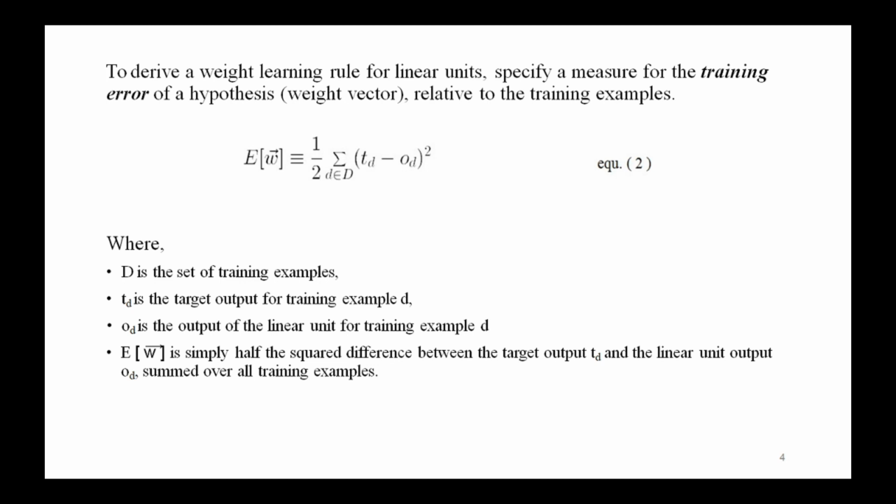Here we write capital E as a function of w vector because the linear unit output o depends on this weight vector. Of course, capital E also depends on a particular set of training examples, but we assume these are fixed during training.